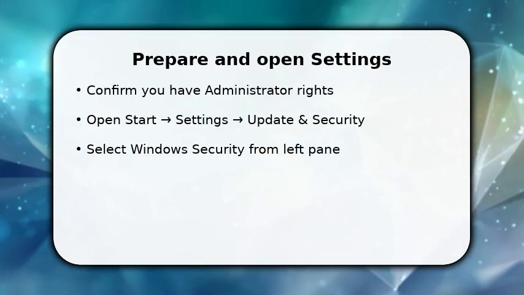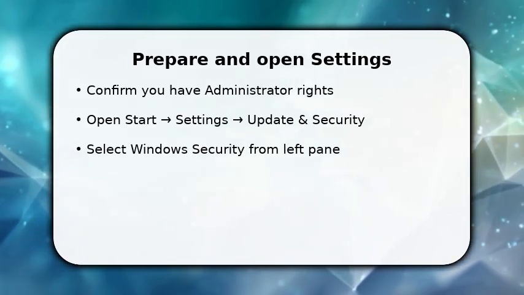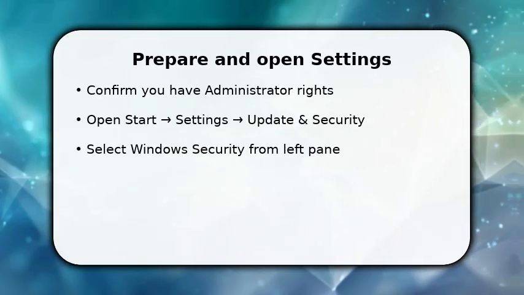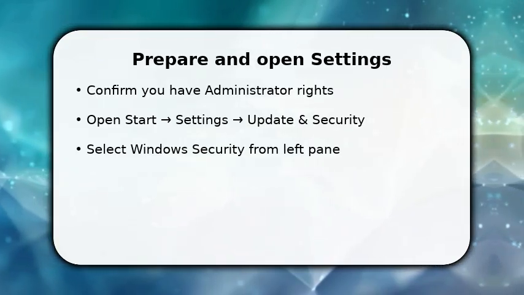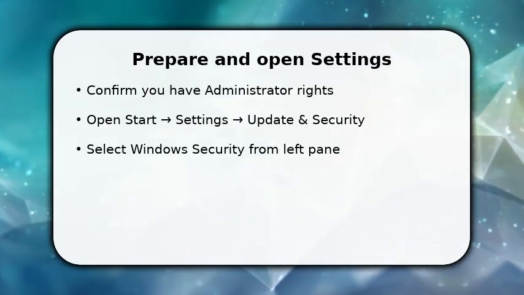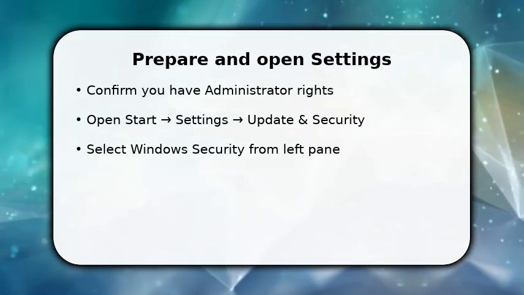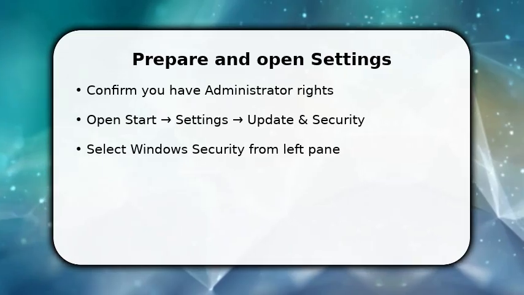You start by confirming you're signed in with an administrator account so changes stick. Once that's verified, open Start and go to Settings, then choose Update and Security. This routes you to the security controls. Make sure to select Windows Security in the left column so you land on the Windows Defender hub. You're doing this to access real-time protection controls.